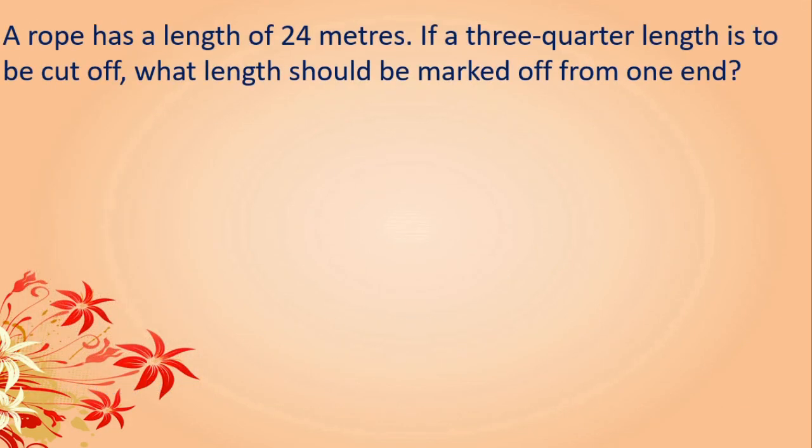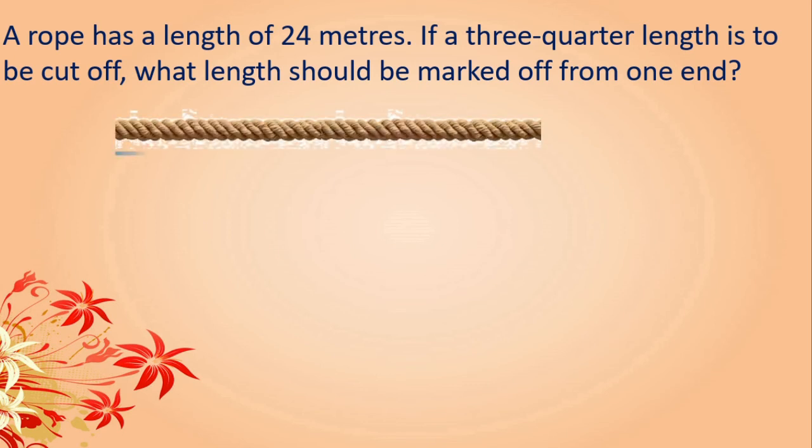A rope has a length of 24 meters. See, this is a rope that has a length of 24 meters. If 3/4 of the length is to be cut off, what length should be marked off from one end? Here it has two ends, this one and this one. We will calculate from here. This is 24 meters long. Correct? Now what is asked? If 3/4 of the length is to be cut off, here half of 24 is how much? 12. Right?